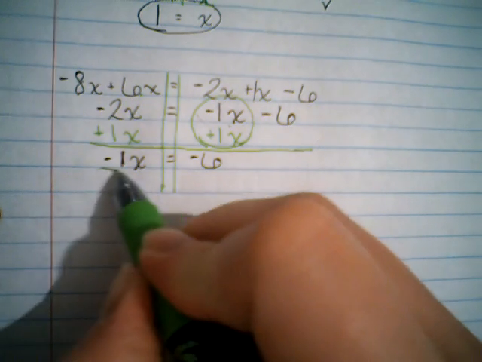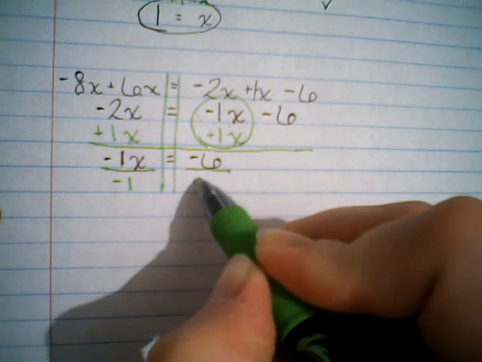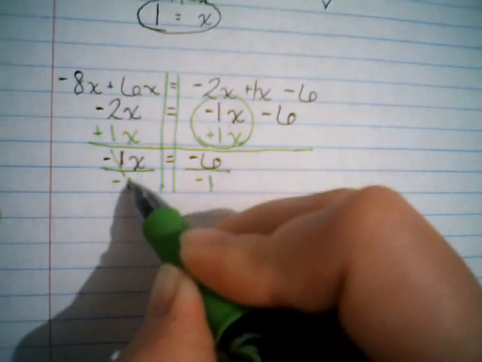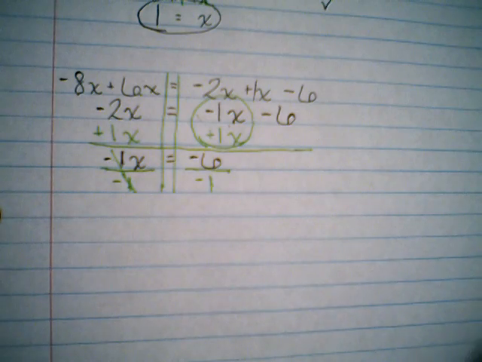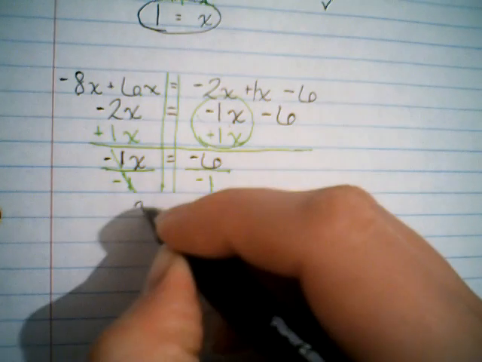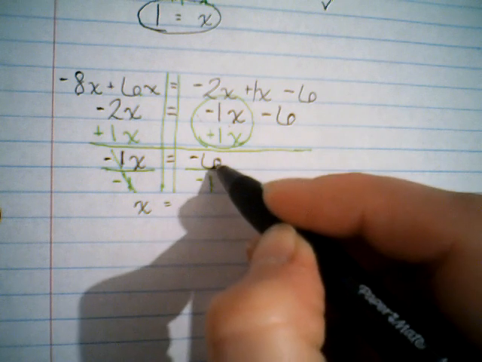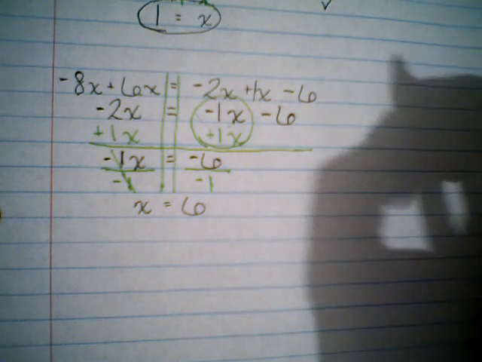And to undo multiplication, we will divide. So we'll divide always by the coefficient, that number with the x. So negative 1 divided by negative 1, that's 1. Anything divided by itself is 1, leaving us simply with x. I have a negative divided by a negative, that's a positive, and 6 divided by 1 is 6. So x equals 6.